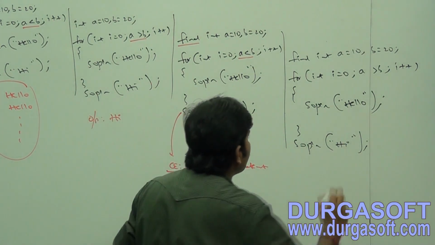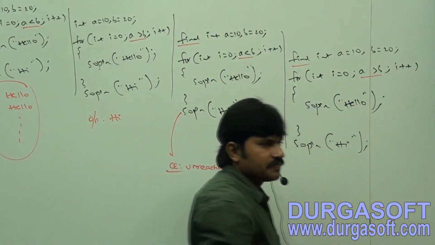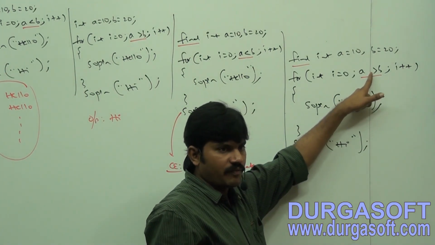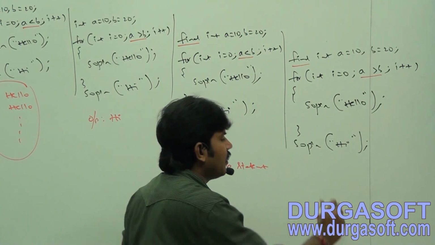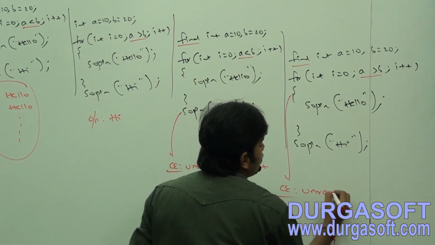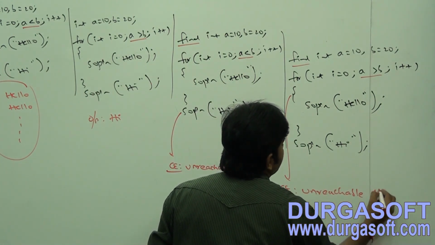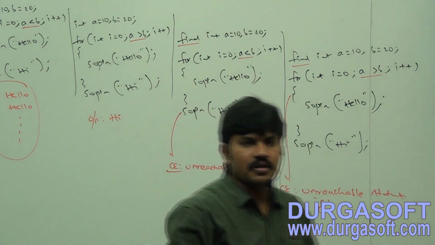Next, final. Is the compiler aware that it is true or false? So false. The compiler is aware it is false. If it is false, what will the total loop body become? Unreachable. Now this statement will become an unreachable statement. Unreachable statement, the curly brace itself. Are you able to understand?